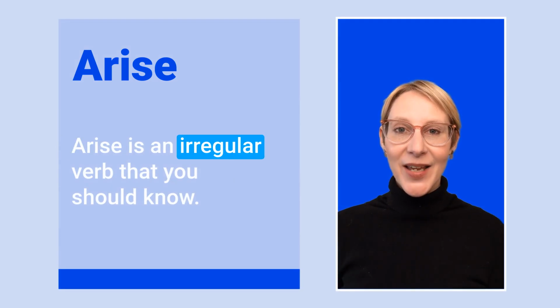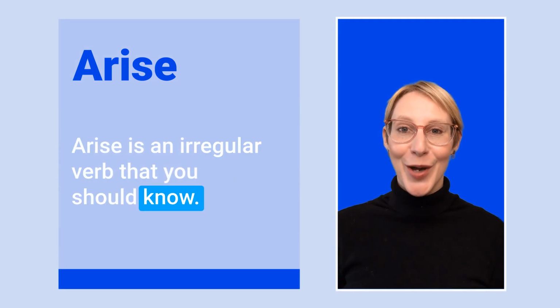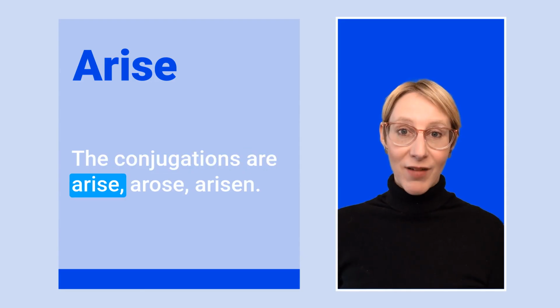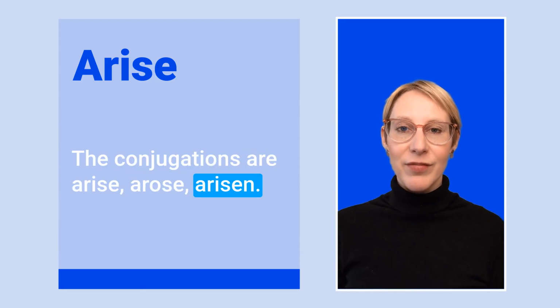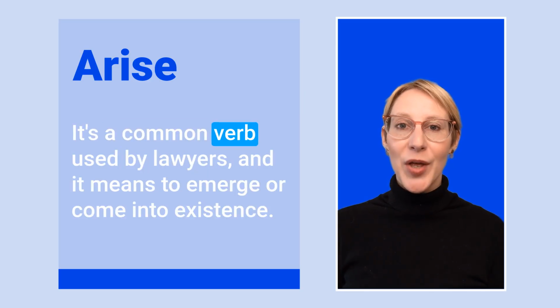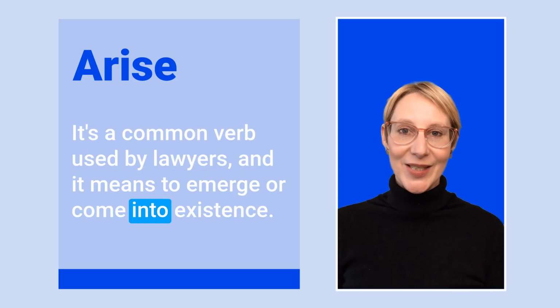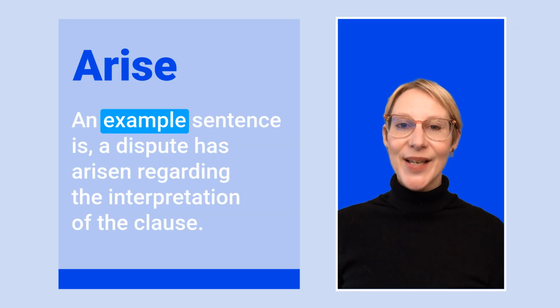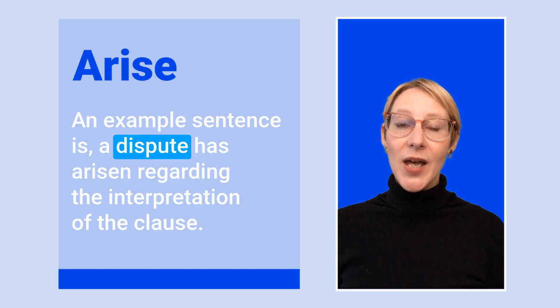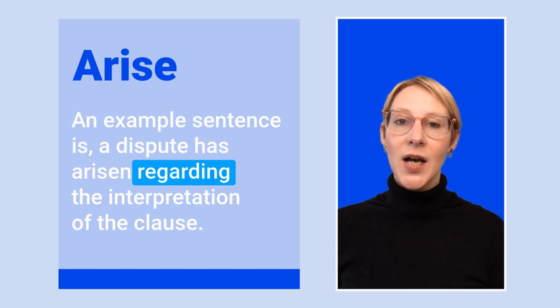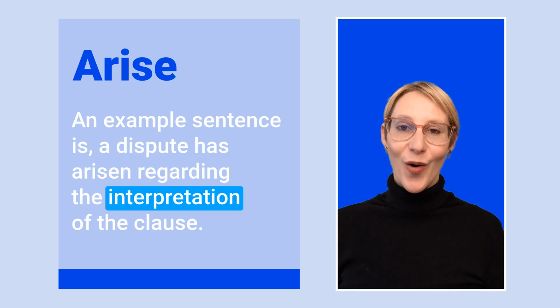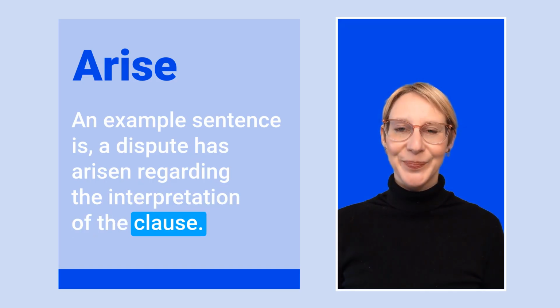Arise is an irregular verb that you should know. The conjugations are arise, arose, arisen. It's a common verb used by lawyers and it means to emerge or come into existence. An example sentence is, a dispute has arisen regarding the interpretation of the clause.